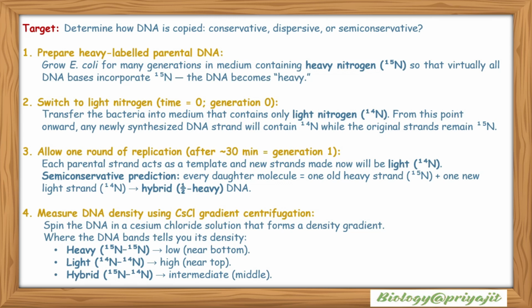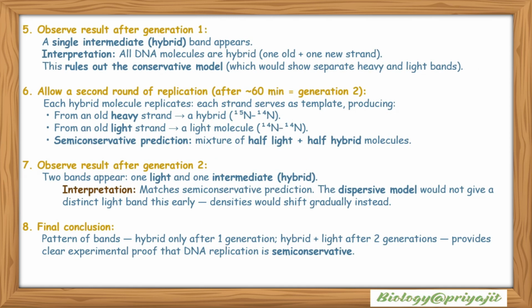Measure DNA density using cesium chloride gradient centrifugation. Spin the DNA in a cesium chloride solution that forms a density gradient where the DNA band tells you its density. Heavy, 15N 15N, is dense and present near the bottom. Light, 14N 14N, is less dense, located near the top, and hybrid, 15N 14N, is intermediate and is in the middle. Observe the result after the first generation.